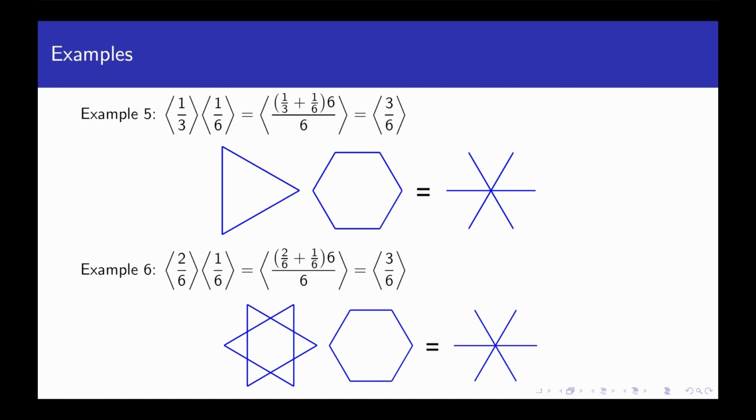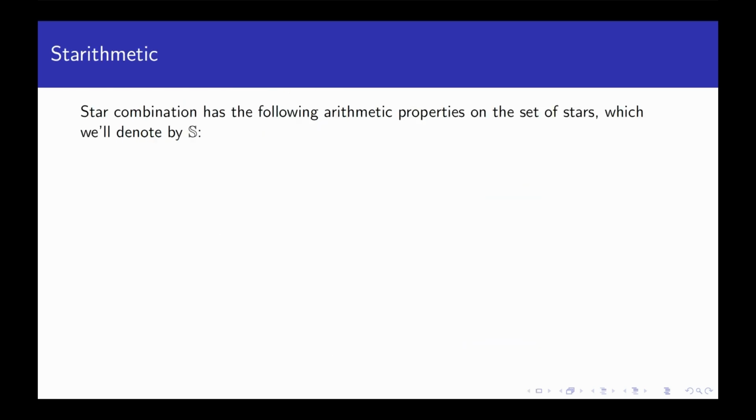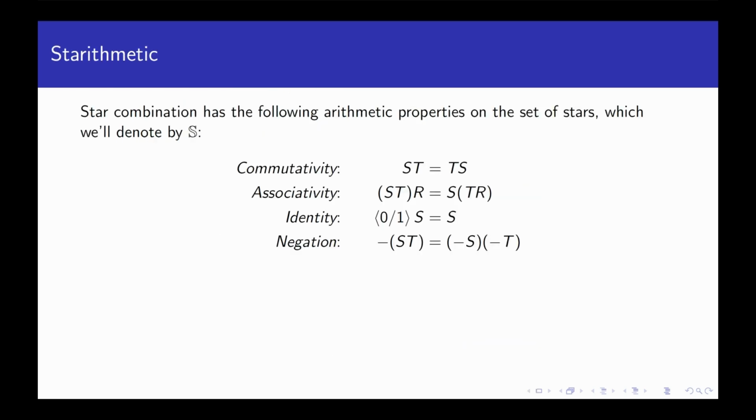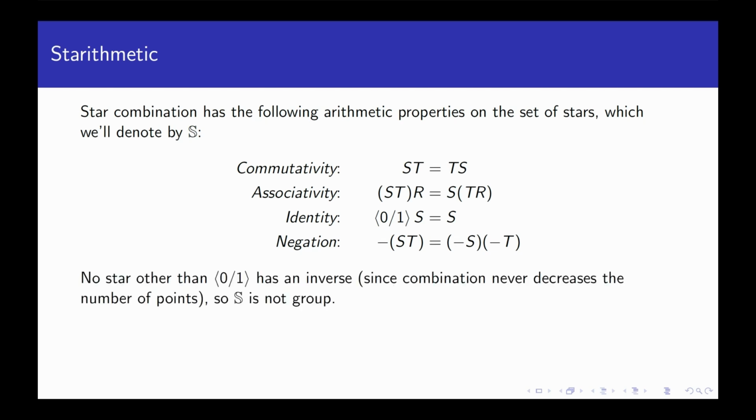If you take a triangle plus hexagon, you get asterisk, but also Star of David plus hexagon equals the same asterisk. So we're going to talk about some of the arithmetic properties of this. This operation is commutative, it's associative. The one-pointed star is an identity, it has a negation operation. But because stars always get more points, no one ever gets back to 0, 1. No inverses, not a group.